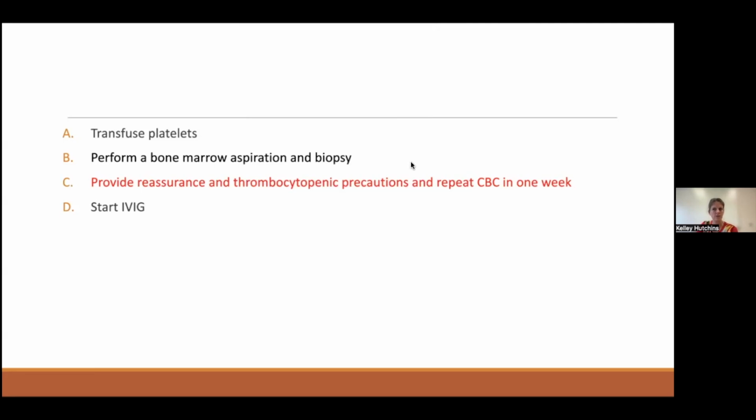Move on or take questions? Just move on. Whatever. I actually have a question. How frequently or how soon would you be trending CBCs in an outpatient setting with platelets this low?